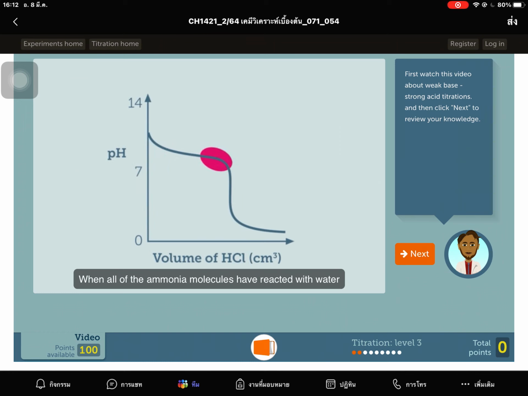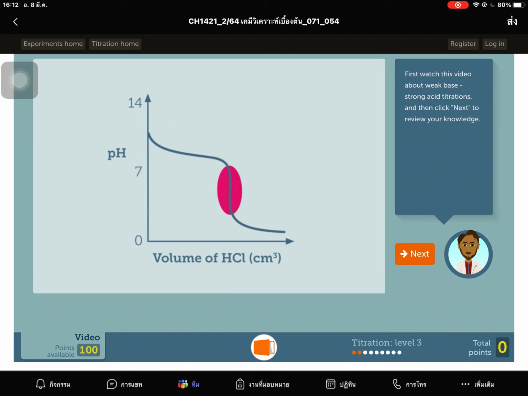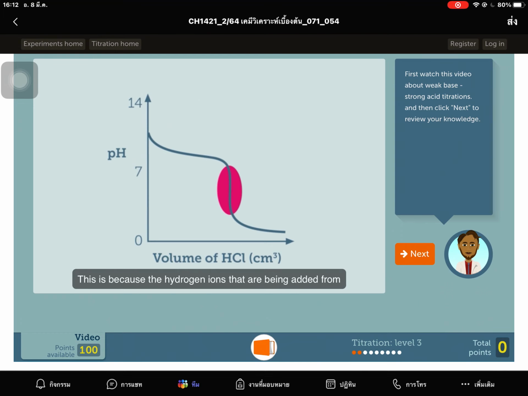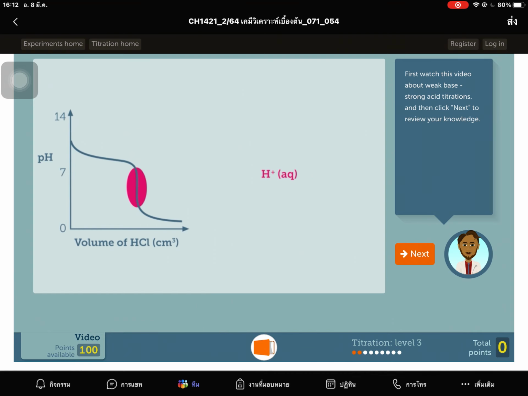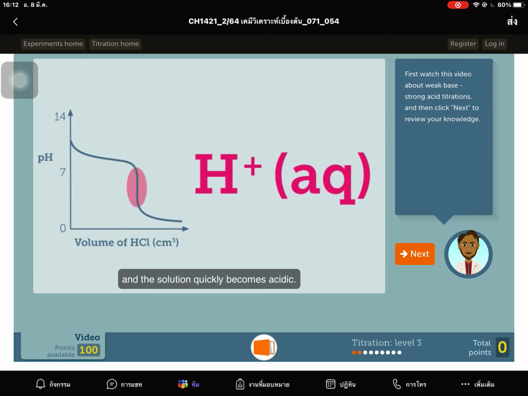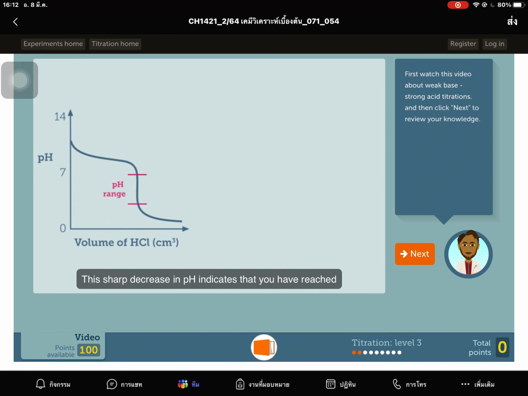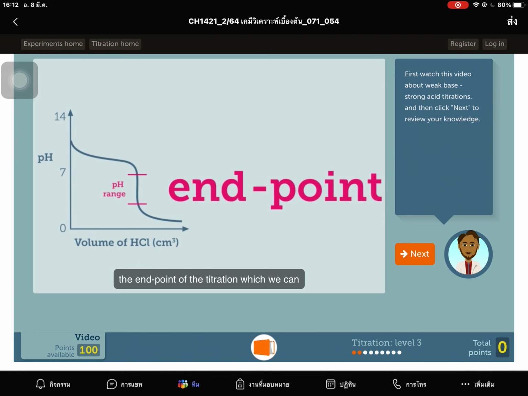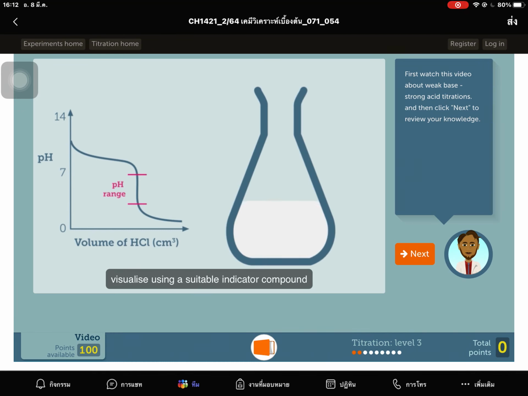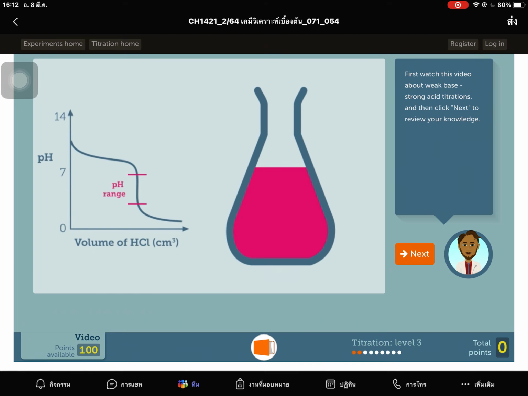When all of the ammonia molecules have reacted with water and the hydroxide ions have been neutralized, there is a sudden decrease in pH. This is because the hydrogen ions that are being added from the strong acid are no longer being neutralized and the solution quickly becomes acidic. This sharp decrease in pH indicates that you have reached the end point of the titration, which we can visualize using a suitable indicator compound that changes color within the required pH range.